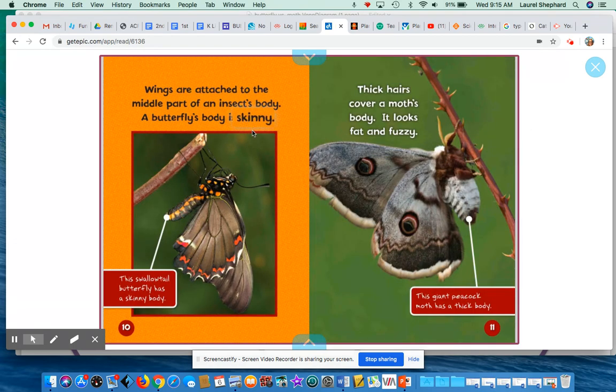Wings are attached to the middle part of an insect's body. A butterfly's body is skinny. Thick hairs cover a moth's body. It looks fat and fuzzy. Pause the video to record.